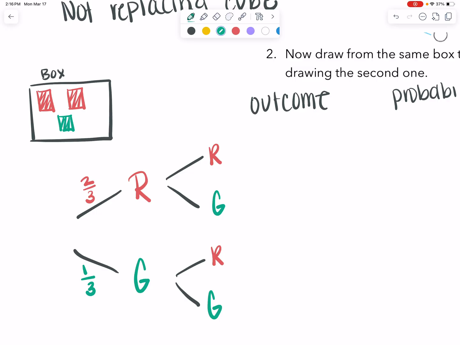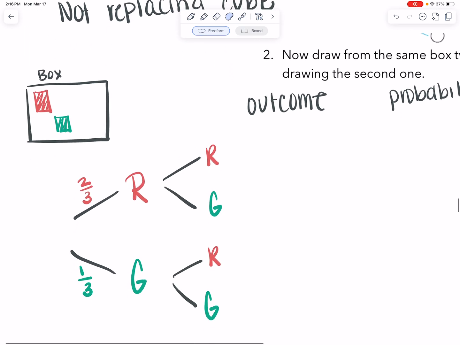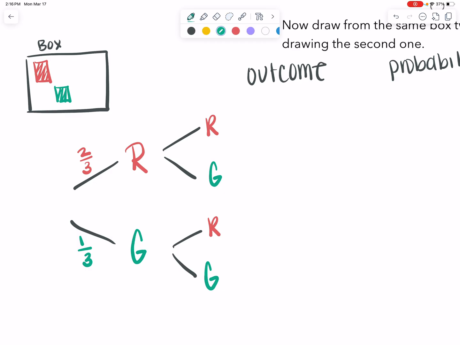Now on the second draw, whatever I have taken out of the box, I am not going to replace it. So what this says is you drew on the first draw a red cube. So I drew a red cube, and I did not replace it. So I took that red cube out. Now left in the box, I have 1 red, so the probability is 1 out of 2. And I have 1 green, so the probability is 1 out of 2.